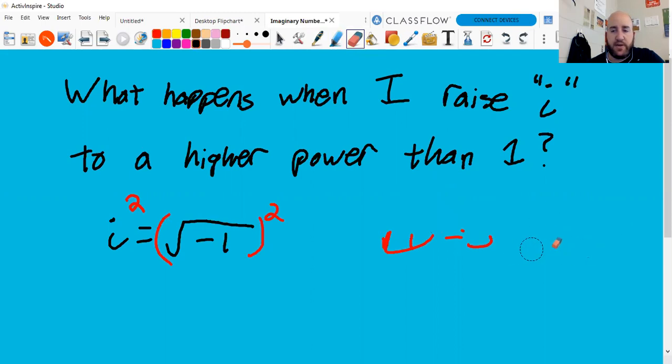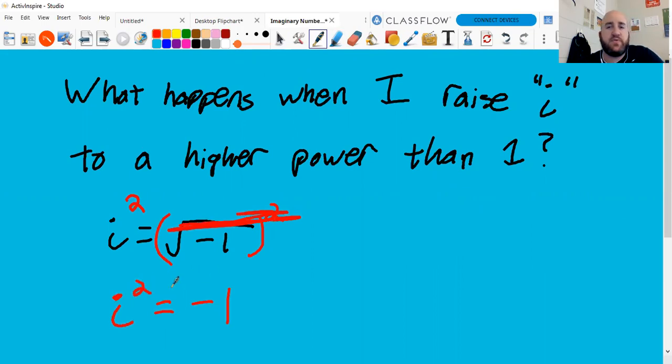So algebraically, we can cross out the square and the square root. I'm left with the -1, and I still have I squared over here. So I now have this relationship: I squared equals -1. -1 is a real number. We talked about it falling into our real number set, in particular the subset for integers. So -1 is a real number.